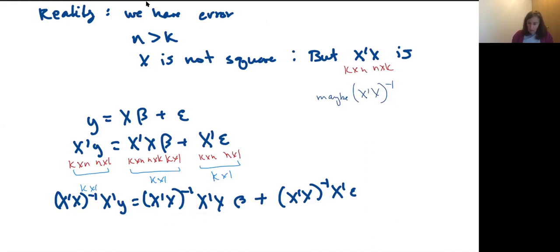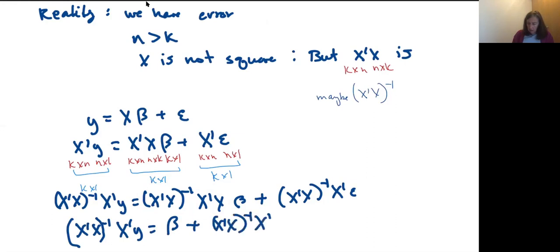And so just recopying here, X prime X inverse. Remember, we're inverting the whole thing here. We can't invert the components because neither X prime nor X are square, but we can invert their product. So X prime X inverse times X prime y equals beta plus the same X prime X inverse X prime epsilon.